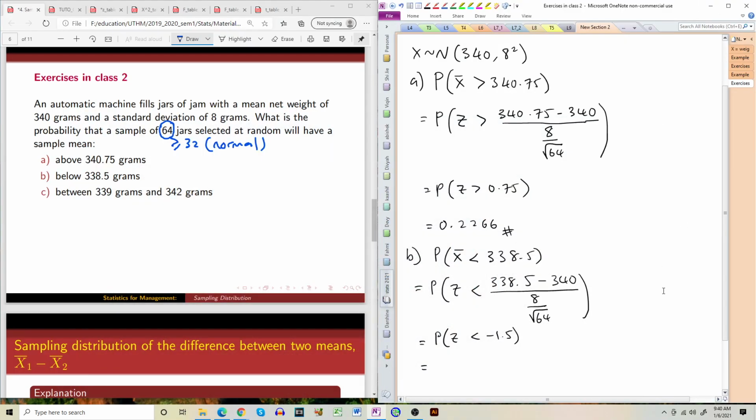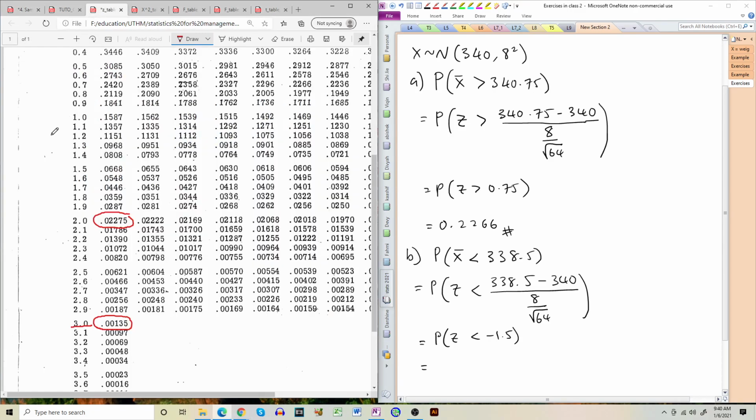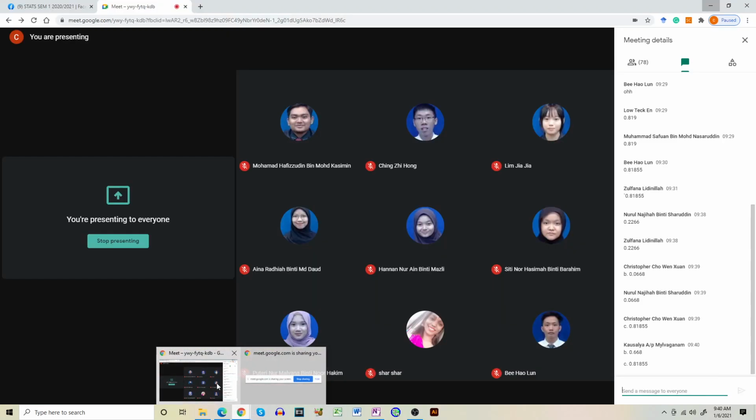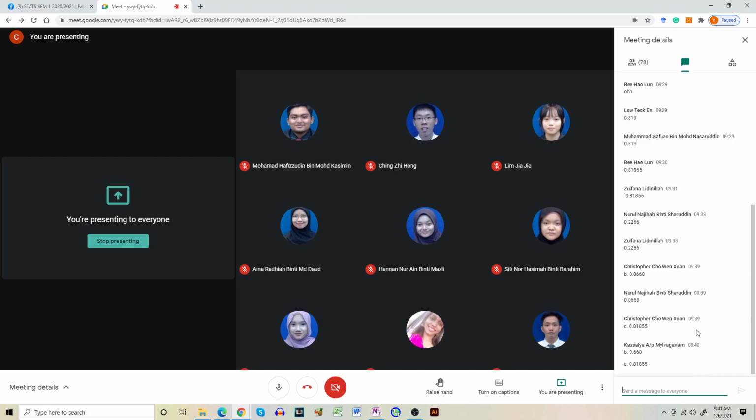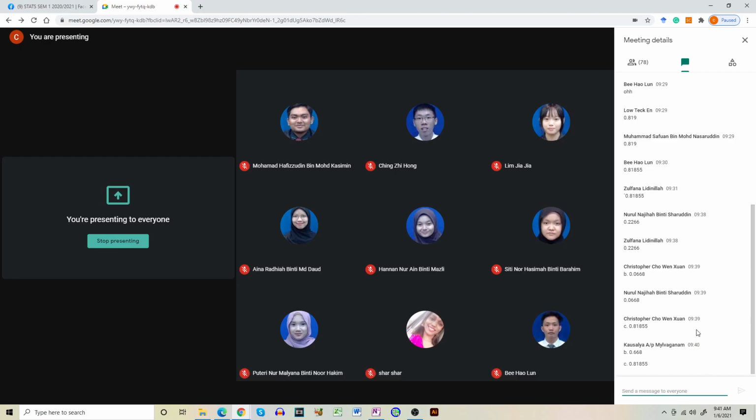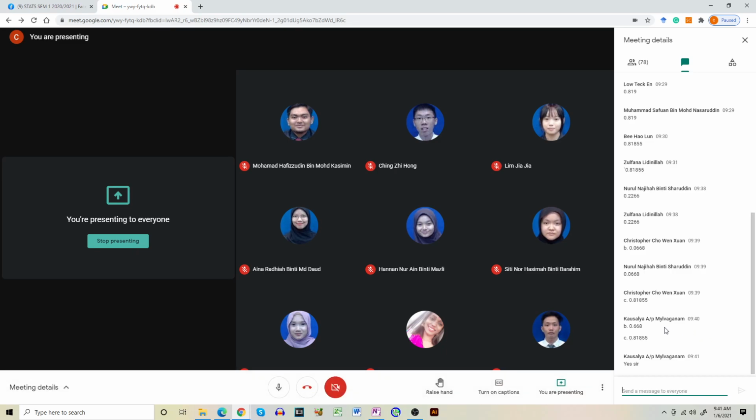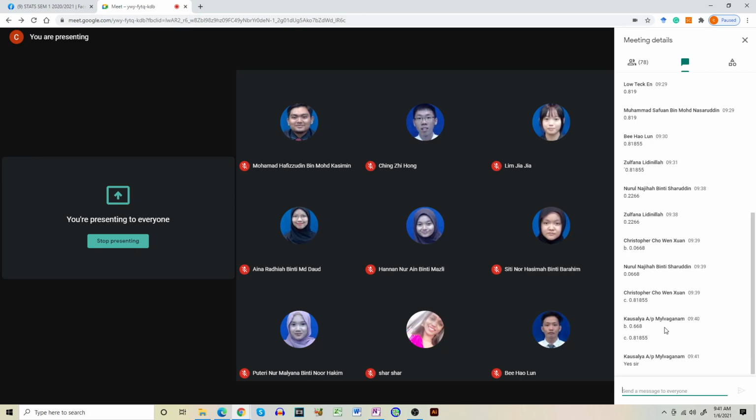Okay. So you guys get 1.5. 1.5 here is, you can see here, 0.0668. I think Kausalya's is a typo. You get 0.0668, it just becomes different when you mistype. Yeah? That is good. We have done B. Nurul Najiha also has done B. Christopher has done B.